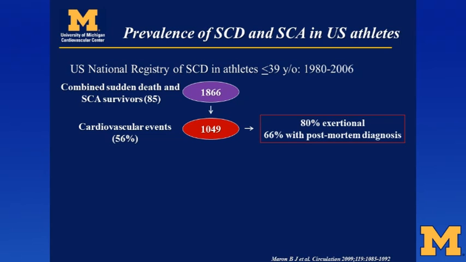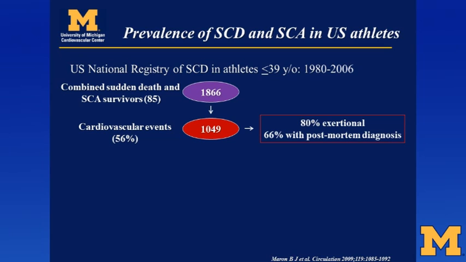Okay, so now I'm going to talk about the US athletes. I'm going to shift back and forth between the general population and athletes because they've been studied separately. So this is now a US National Registry of Sudden Death in Athletes. Lisa showed data from this earlier. These are individuals under the age of 40, athletes participating in sanctioned sports of some kind, and this was a prospective registry from 1980 to 2006 headed by Barry Maron. And this was published in Circulation 2 years ago.